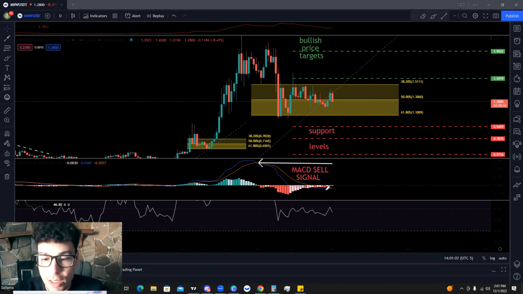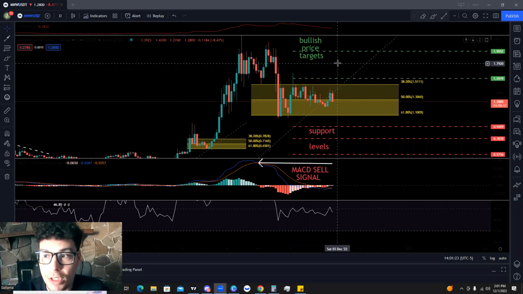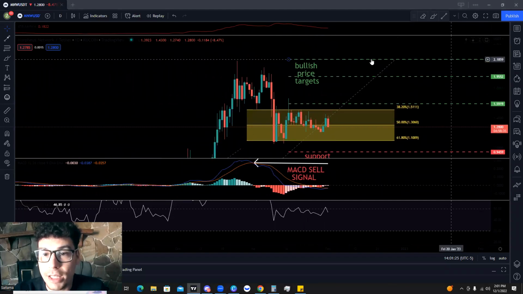We do see the MACD slightly trying to curl up above the blue line, above the orange line. We could be getting a possible buy signal here. Now, it hasn't happened yet, so we're really just watching to see if we're going to pull up, retrace, and continue and head up higher. We have our bullish price targets to the upside: 159, 195, and then 218.